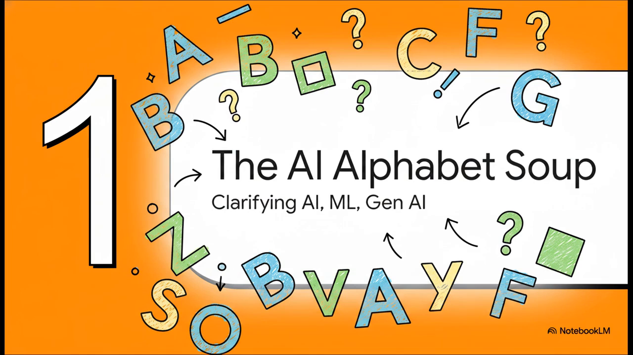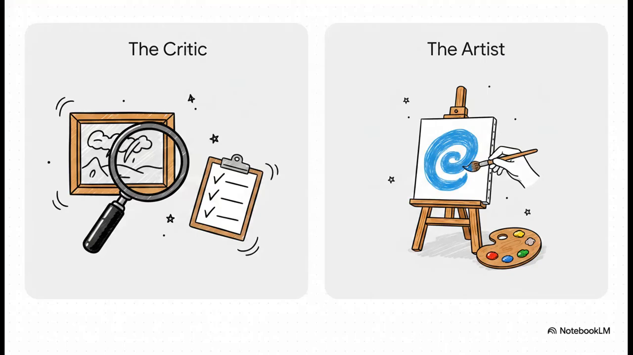We're going to clarify AI, ML, and Gen AI. Think about it like you're teaching a child about art. Traditional AI is essentially the critic. You show the child a painting and say, okay, these are the strict characteristics of a good painting. The system basically learns the rules to judge, analyze, or categorize. Kind of like spotting one fraudulent bank transaction hidden in millions of data points.